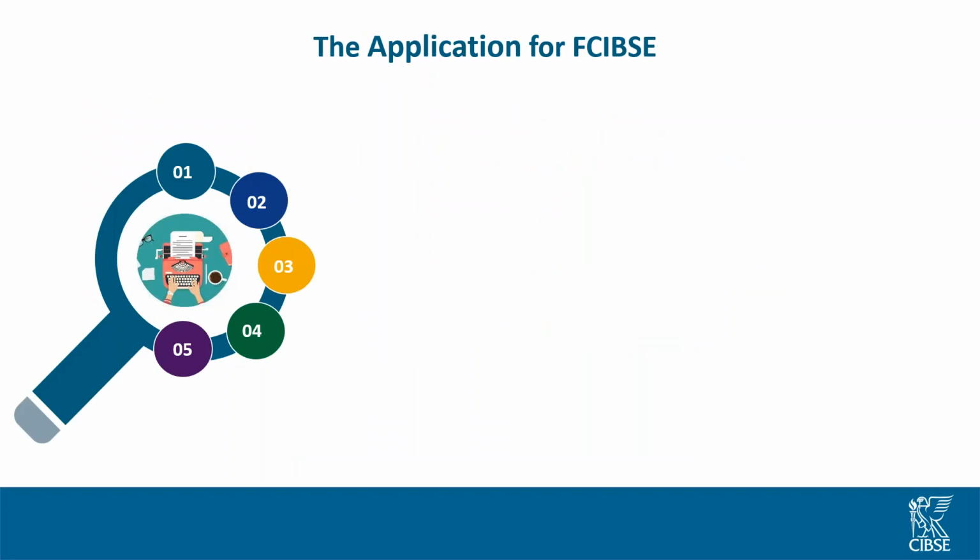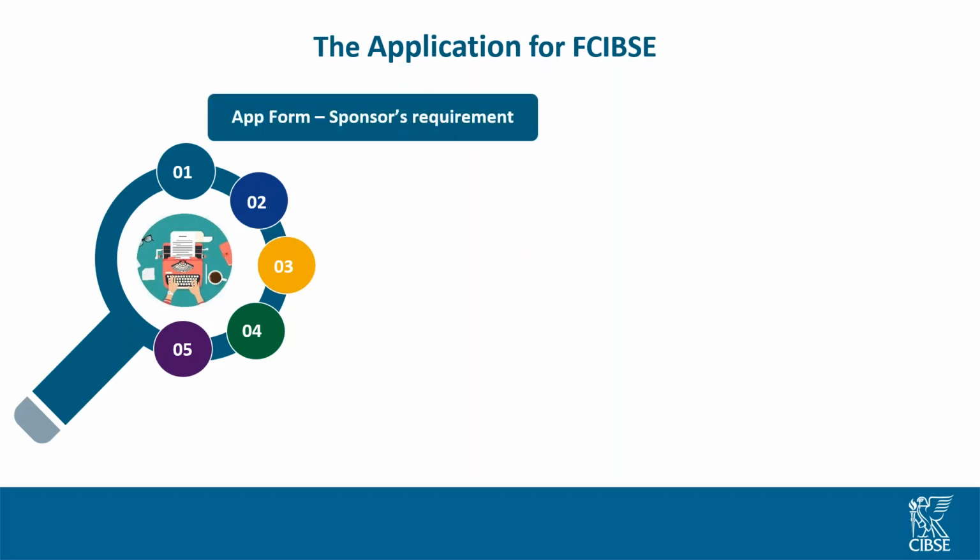So let's take a closer look at the documentation that's required for your application. So remember, the application for FCIBSE for new applicants and those transferring from affiliate, licentiate and associate is as follows. So you need to submit your application form with your sponsor's requirement. Just a note on your sponsor. Your sponsor will need to sign off on your application and your qualifications if you're going via the standard route. They also need to complete the sponsor section in your application.